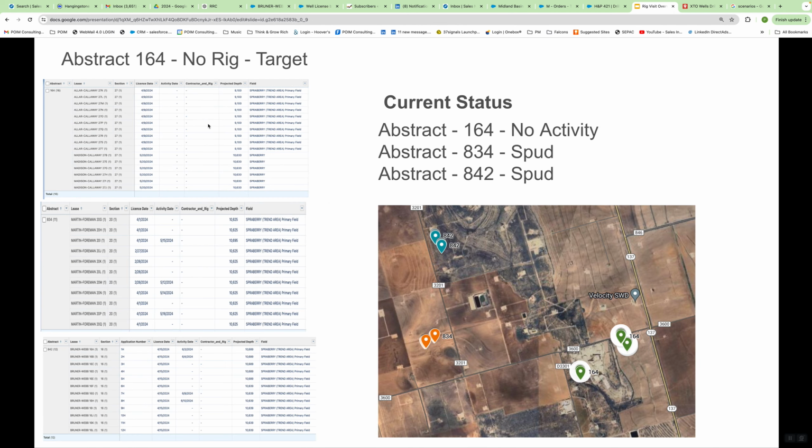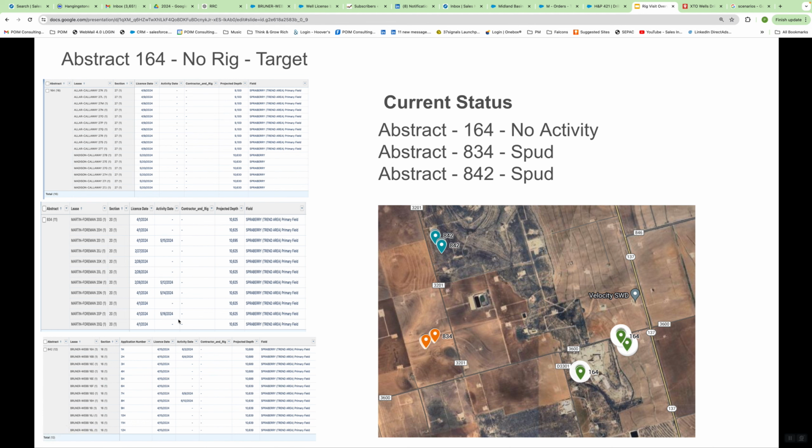Here we've got this abstract 164, which is over here. But so we've got three abstracts over here. We got 164, 834, and 842. They're all right in the location where we had the ideal customer profile on. When we look at them over here, I've got 834 and 842. I've got some activity dates logged.